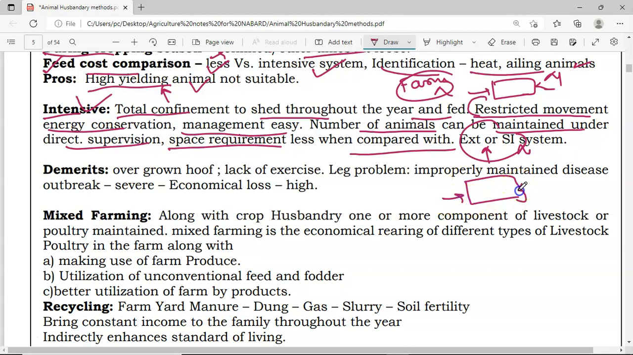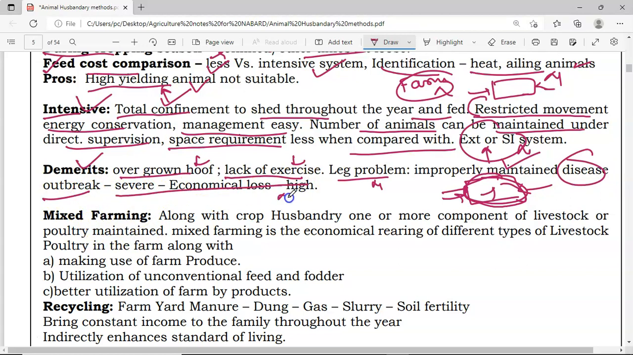If you are tying your animal in this farm and in this restricted space, then there are some disadvantages of this system. What are the demerits? If you are tying your animal in this confined space, then what will happen? Overgrown hoof, their hoof will overgrow, there is a lack of exercise for the animal, there will be leg problems in the animal, and diseases will be improperly managed. If there is an outbreak of diseases, there are severe economic losses.